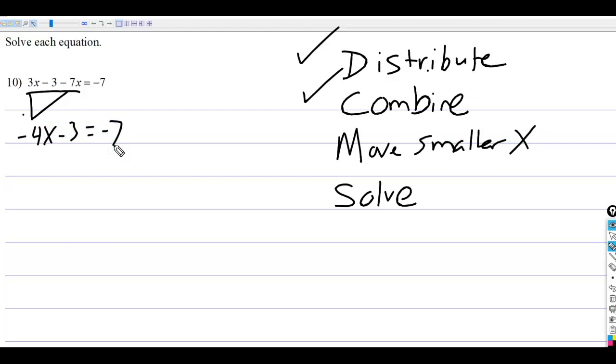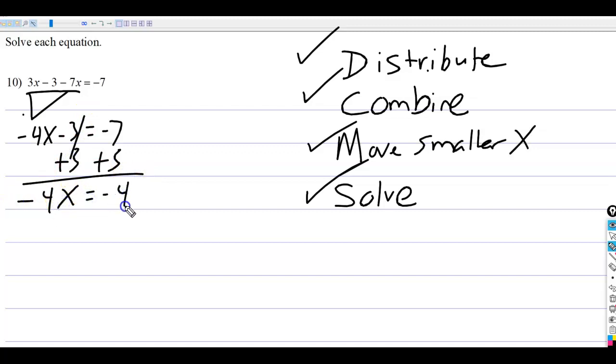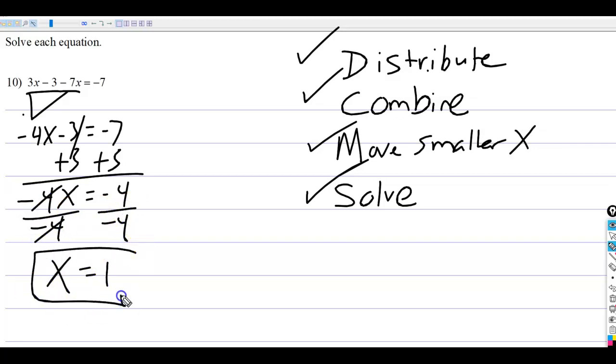Next it says move the smaller x. Now that step only applies if you have an x on both sides of the equation, which we don't. So I'm not going to worry about this step. And the last thing to do is just solve it. From here, most of you guys know how to solve a 2-step equation fairly well. The answer is x equals 1.